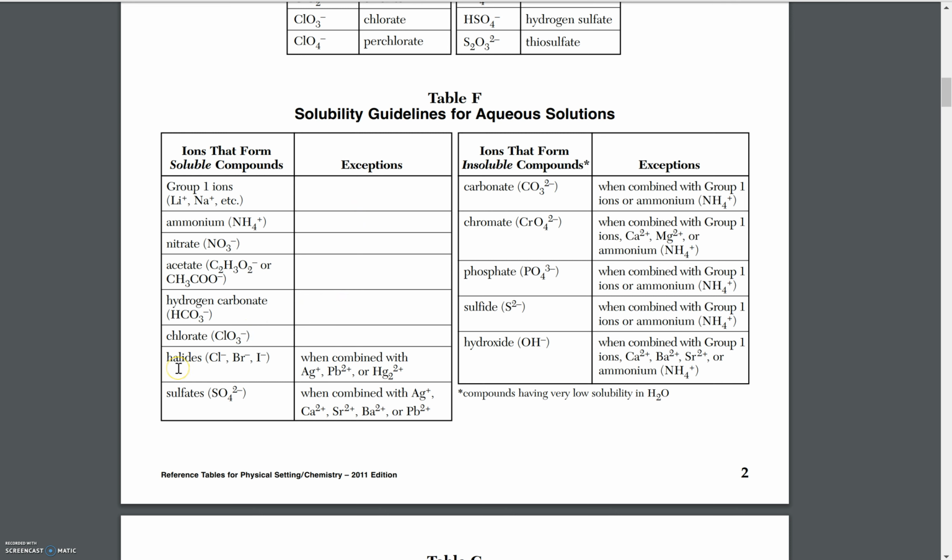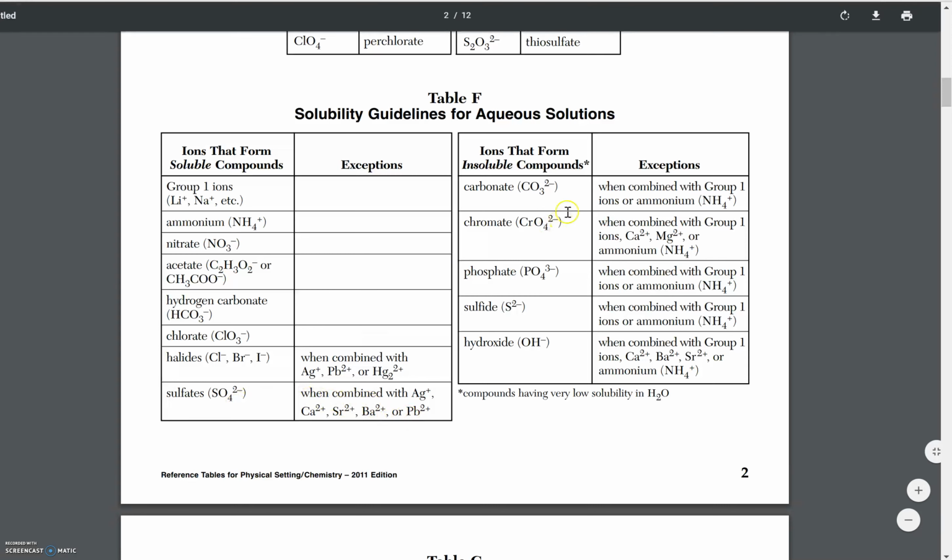Halides, which is a compound that's formed with chlorine or bromine or iodine, those are also soluble in water. An example, sodium chloride, NaCl. But if you combine them with silver, lead, or mercury, then they will not be soluble in water. Sulfates are soluble in water unless combined with silver, calcium, strontium, barium, or lead. So unless they're combined with these, they will be soluble.